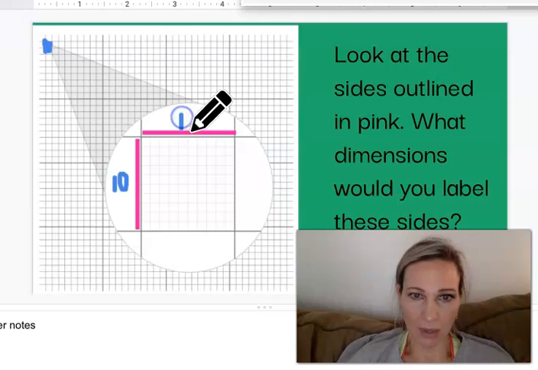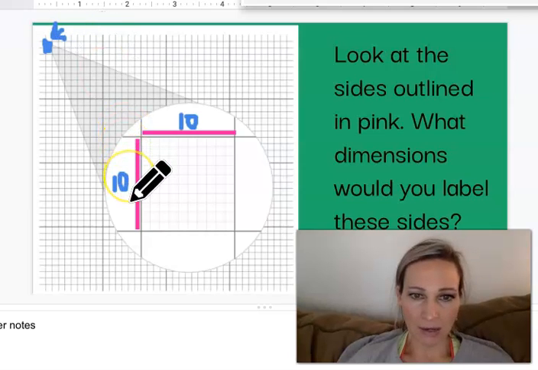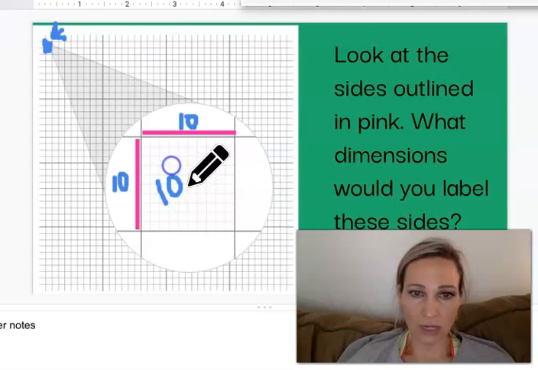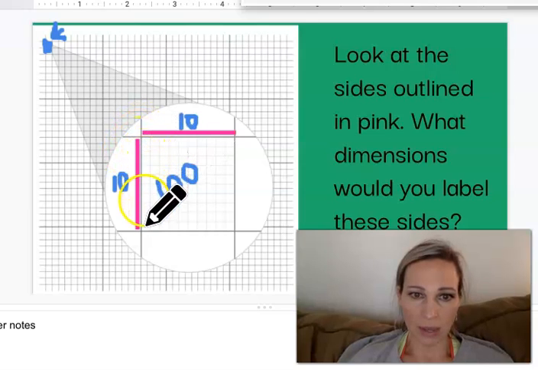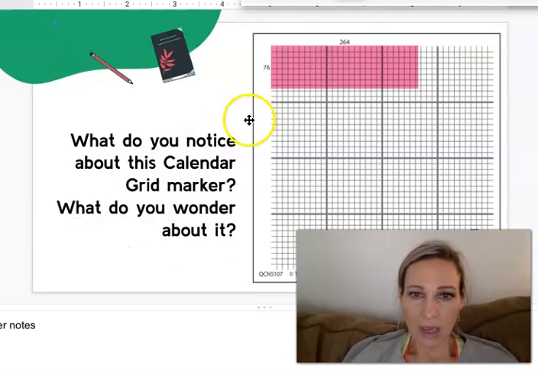There's 10 on top. So one of these tiny little squares right here has an area. Remember, area is length times width, so 10 times 10. So that would have an area of 100 square units. So a length of 10 and a width of 10. Now let's go back and take a look at the calendar grid marker again. Oh, and I'll erase those.